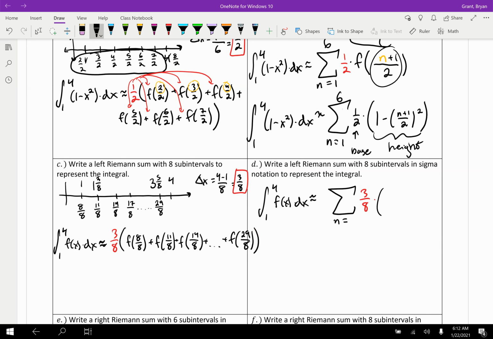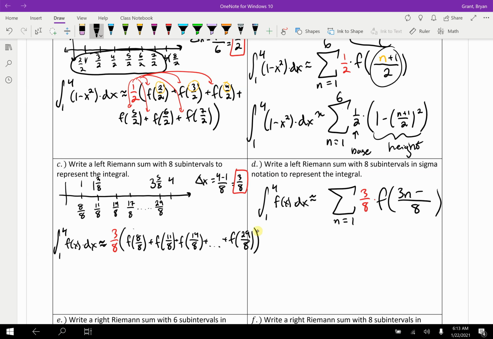Okay, so for our height, let's look at each of the heights down here. It's going to be f of something. I guess we don't need that extra parenthesis. It's going to be f of, and then each of these are fractions. The denominator is 8. That's wonderful. The numerator increases by 3 every time. So if we put 1 in here, 3 times 1 is 3, but I want it to be 8.